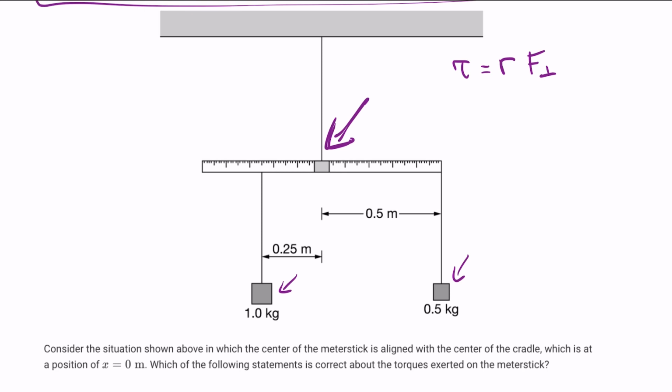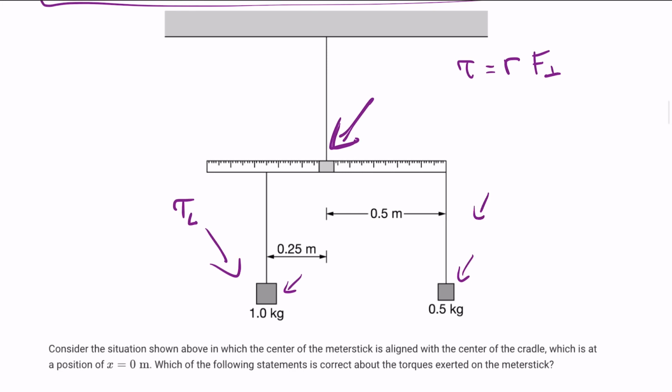Great. So now let's create an expression specifically for this situation, because we know that our force is going to be generated due to gravity. Instead of just saying perpendicular F, I'm going to say mg. For this side, I'm going to call it torque left, and for this side, I'm going to call it torque right. So now for torque left, that's going to be 0.25, because that's how many meters we are from the axis of rotation, times mg. And instead of mg, let's just go ahead and write it.